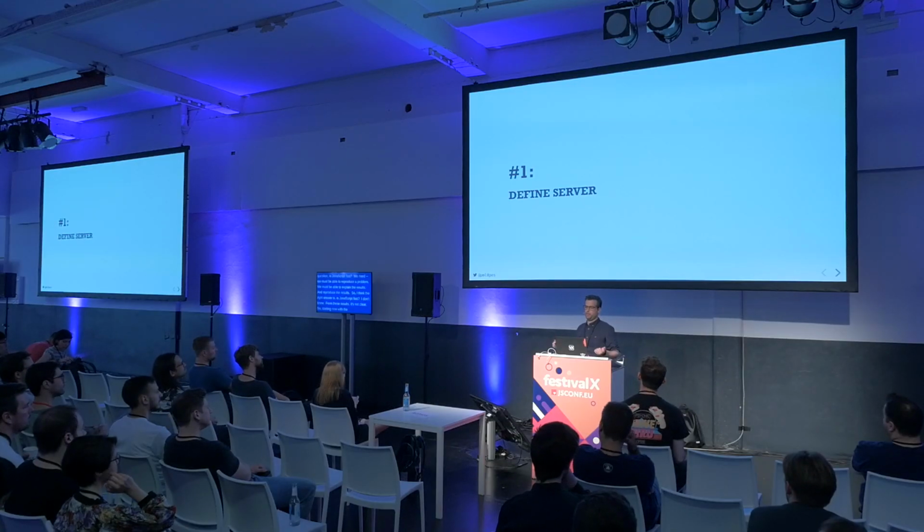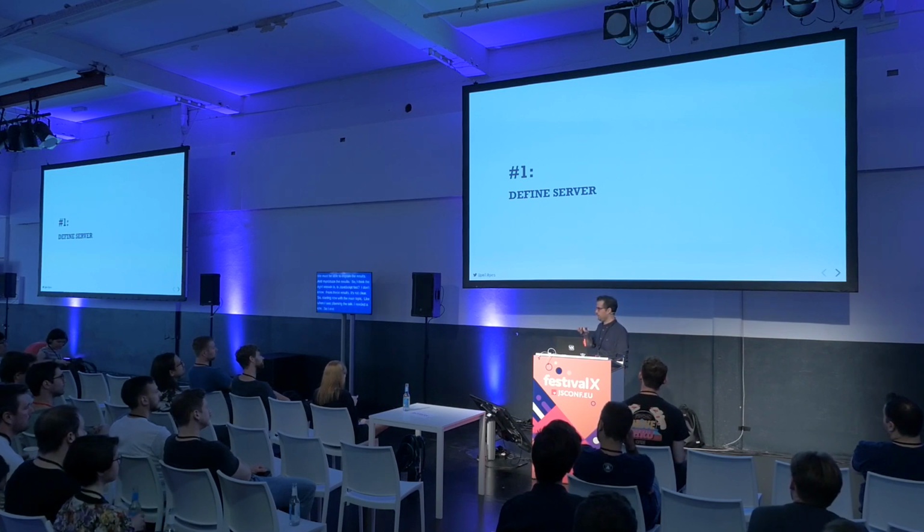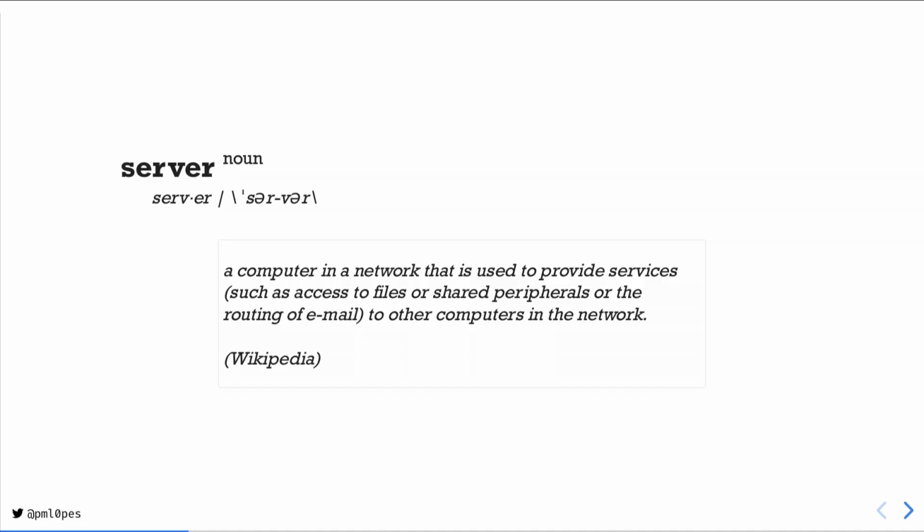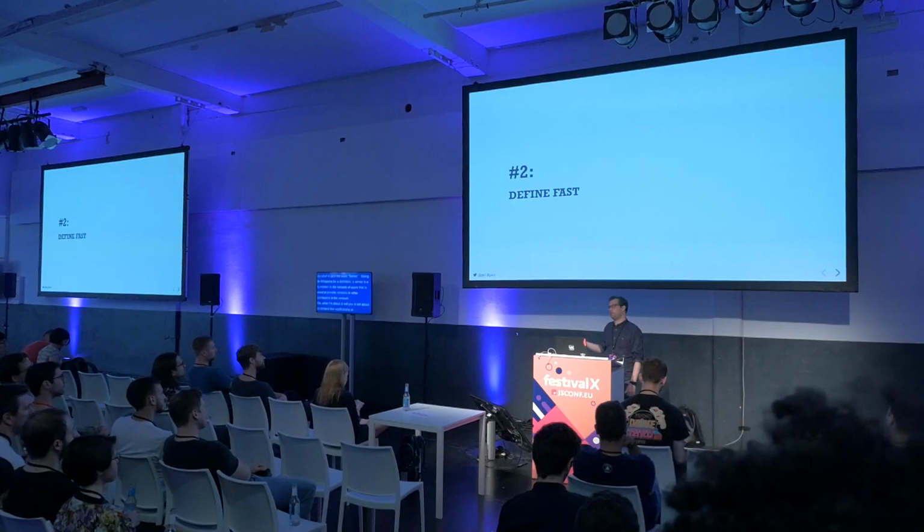So I ended up with 10 things I learned making the fastest JavaScript server runtime in the world. I carefully decided to pick the word server, because again, going to Wikipedia for a definition, a server is a computer in a network that is used to provide services to other computers in the network. So what I'm about to tell you is not about command line applications or lambdas. It's about long-running processes.